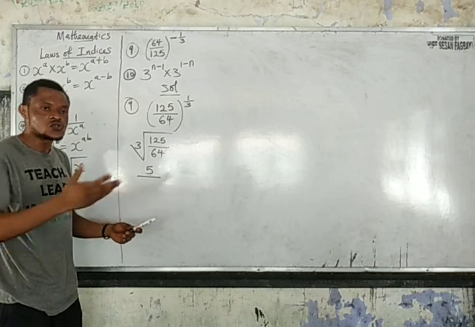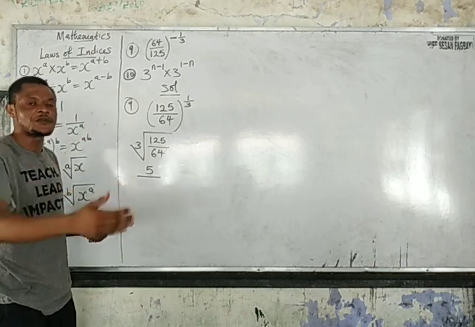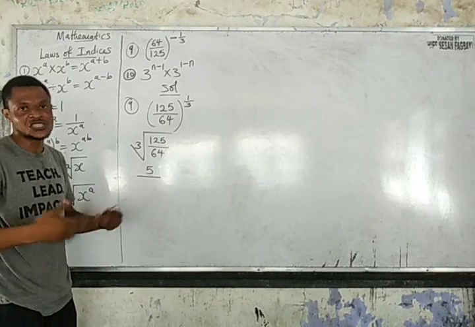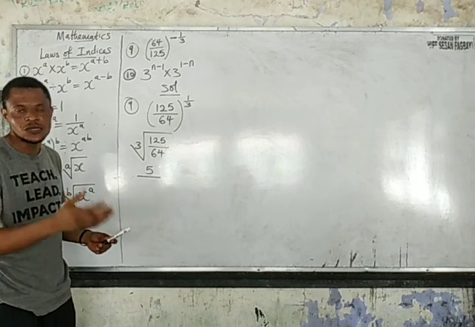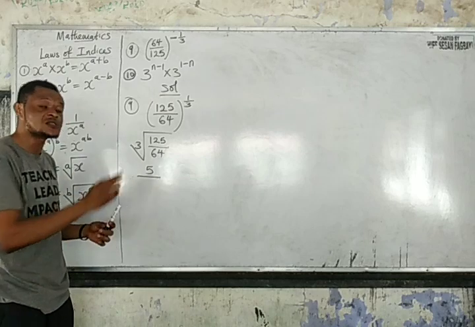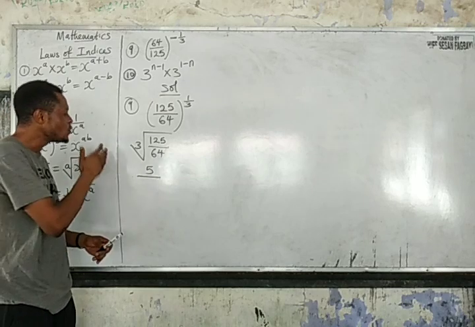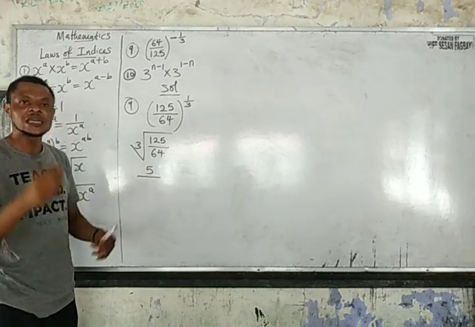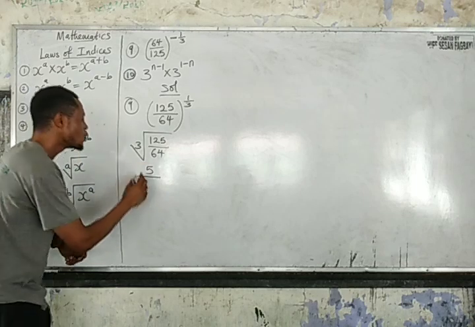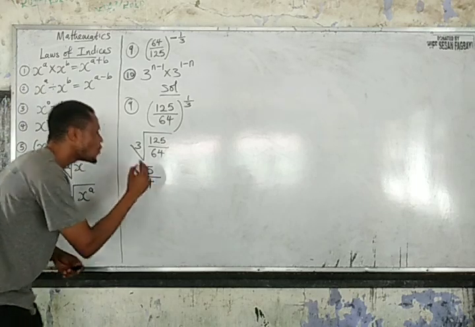64, we cannot use 2. 2 multiplied by 2 will give us 4, and 4 multiplied by 2 will give us 8. So let's proceed by using 3. 3 will not work also, because 3 multiplied by 3 will give us 9, and 9 multiplied by 3 will give us 27. So definitely it's going to be 4. 4 multiplied by 4 will give us 16, and 16 multiplied by 4 will give us 64. So we have our 4 here.